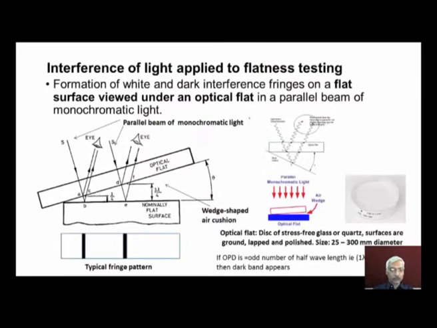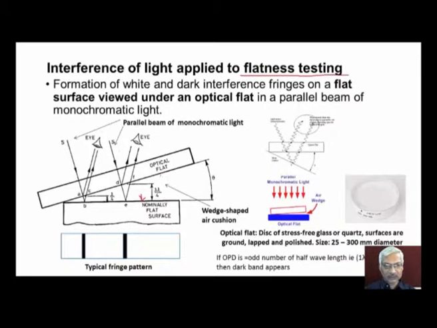Now, how can we use this phenomenon for metrological application? Using the interference of light, we can test surfaces for flatness. Here you can see a nominally flat surface, and we need to inspect whether it is flat or not. For this, this is the arrangement. We use an optical flat. The bottom surface of this optical flat is the reference.